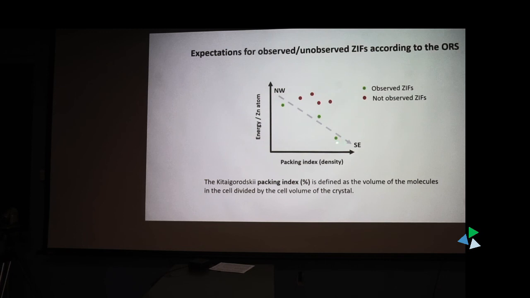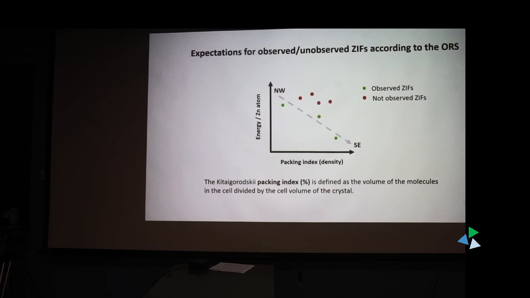So we expect that the first ZIFs observed will start from the northwest part of this diagram and decrease toward the southeast part. And so, optimistically, we expect that the observed ones, the green ones, would follow this path, and the not observed ones would have higher energy. So there would be a clear distinction. So the order of observation of those ZIFs, if we start here, would be this one, after that this one. We cannot go from here to there because the energy would increase, and this would contradict the Ostwald rule.